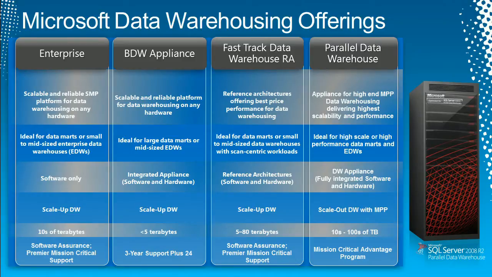Now, looking at the solutions that we provide, we have an appliance-based architecture, and we have a reference architecture that we call Fast Track Data Warehouse. Everything that we're going to show here is the BDW appliance, the Fast Track Data Warehouse reference architecture, and the MPP architecture, Parallel Data Warehouse, which focus on those key aspects, designed and dedicated to a data warehousing workload. Fast Track Data Warehouse reference architecture will allow you to scale up from 5 to 80 terabytes, and then we'll transfer that into the massively parallel processing architecture using Parallel Data Warehouse.